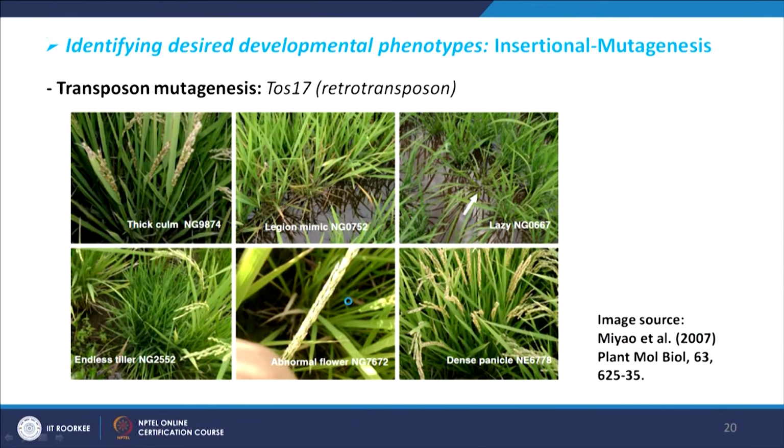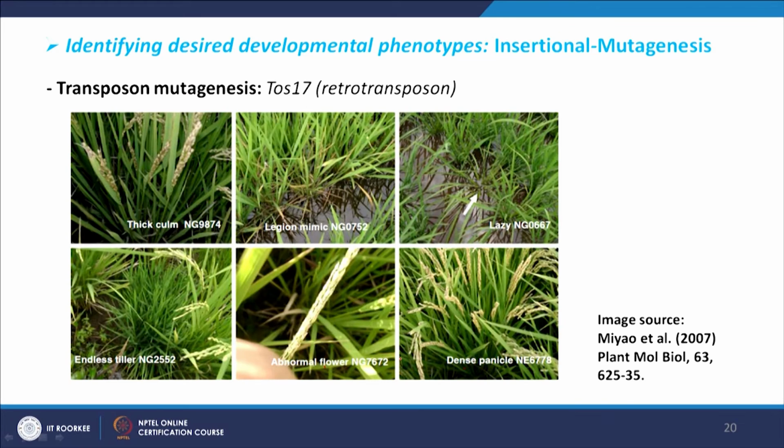Here are a few examples in rice where, using this Tos17 retrotransposon, a lot of mutants have been generated. I am showing only a few of them. You can look here, this is thick culm, then you have a kind of abnormal flower, you have endless stellar mutants, you have a very dense panicle. Panicle is basically inflorescence. Dense panicle means you have more panicle branches, more number of flowers, more number of seeds. So, all these mutants have been generated by using Tos17 based retrotransposition.